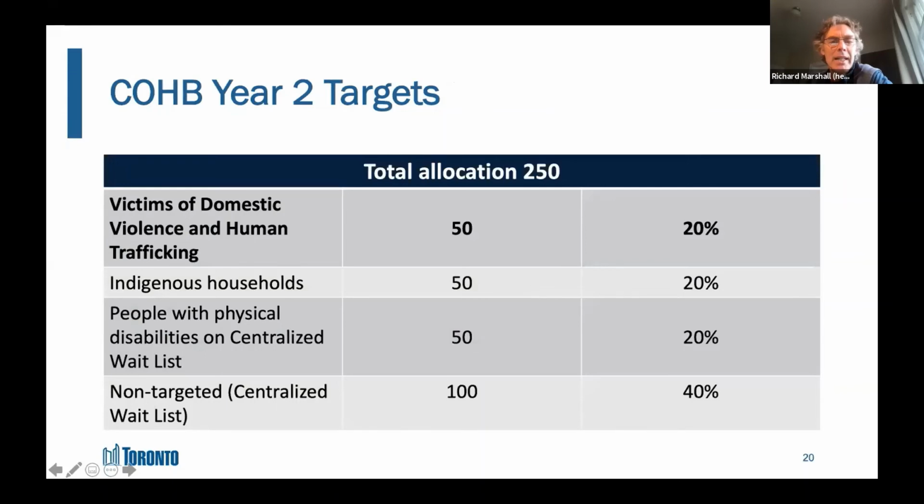So year 2, I think I mentioned it's a much smaller allocation. It's only about 250. But the target that we're aiming for is we would like to try to get the total take-up for the SPP applicants to about 20% or 50 out of the total allocation. That's our goal.